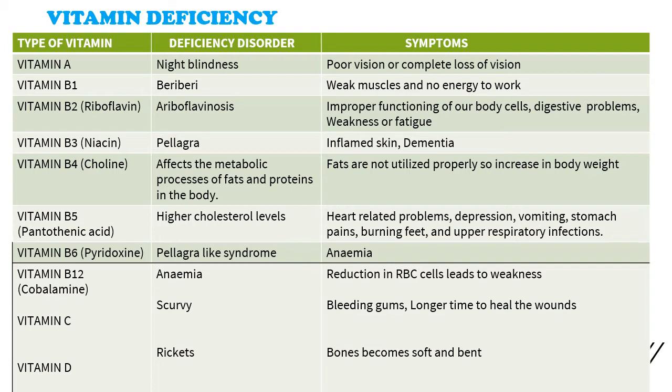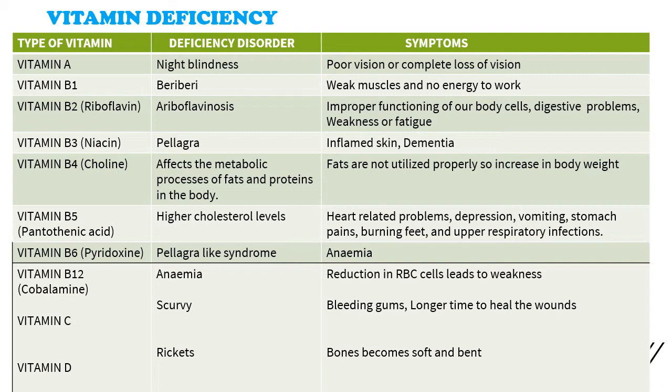You can see a number of vitamin B with some numbers. What are these? Together it is called B complex. So B complex contains vitamin B1, B2, B3 till B12. Each one has its specific function and name of the disorder. So vitamin B1, very weak muscles and no energy to work.